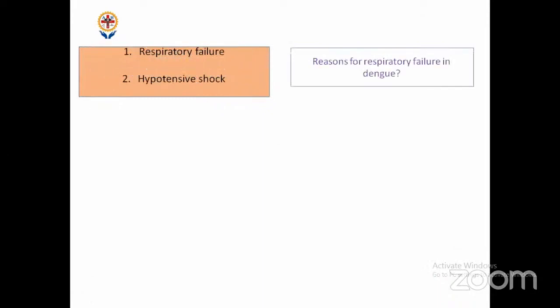So what are the causes of respiratory failure in dengue? It could be effusions causing compartment syndromes, like intra-abdominal ascites causing compartment syndrome, pleural effusions, or fluid overload causing pulmonary edema, or dengue myocarditis causing pulmonary edema. These are the main causes for respiratory failure in dengue. Think of this when you have this child.